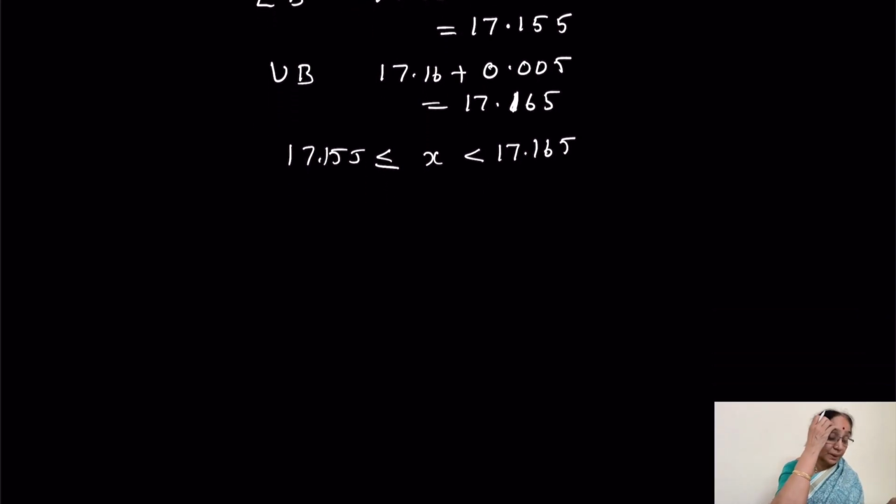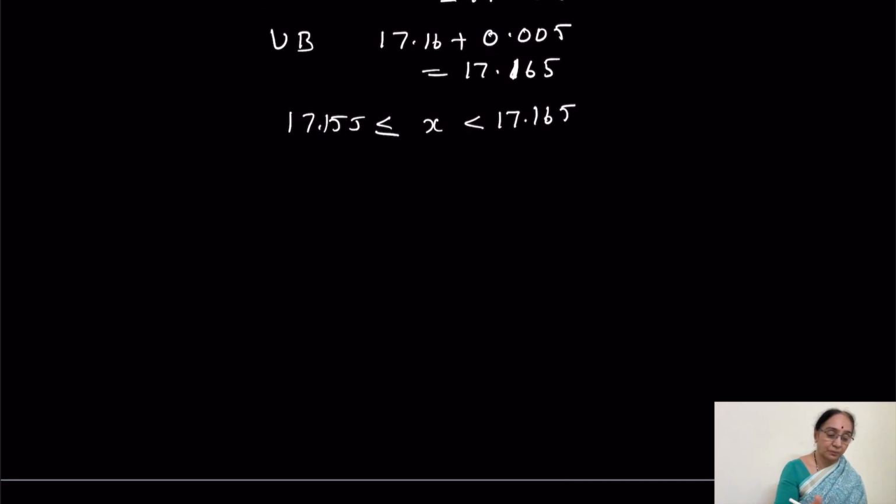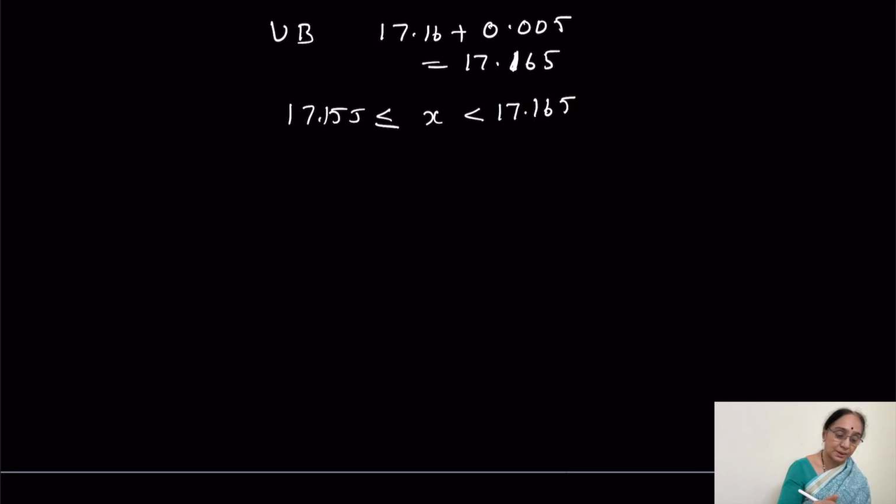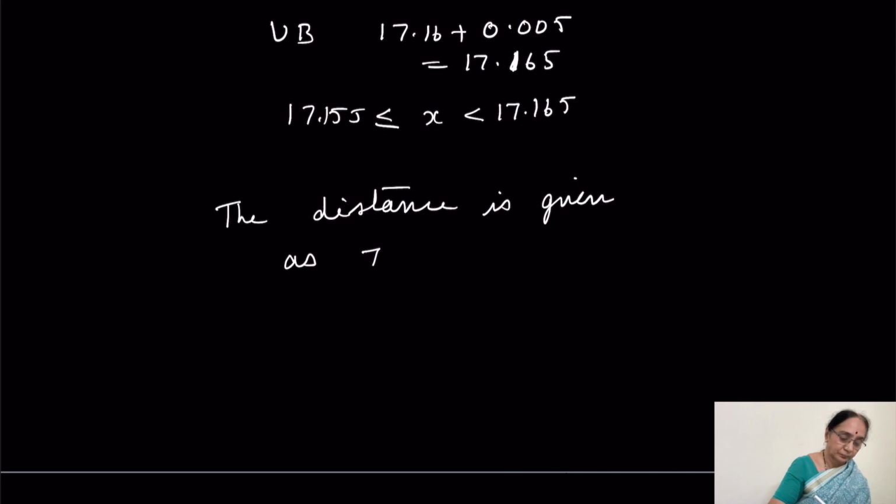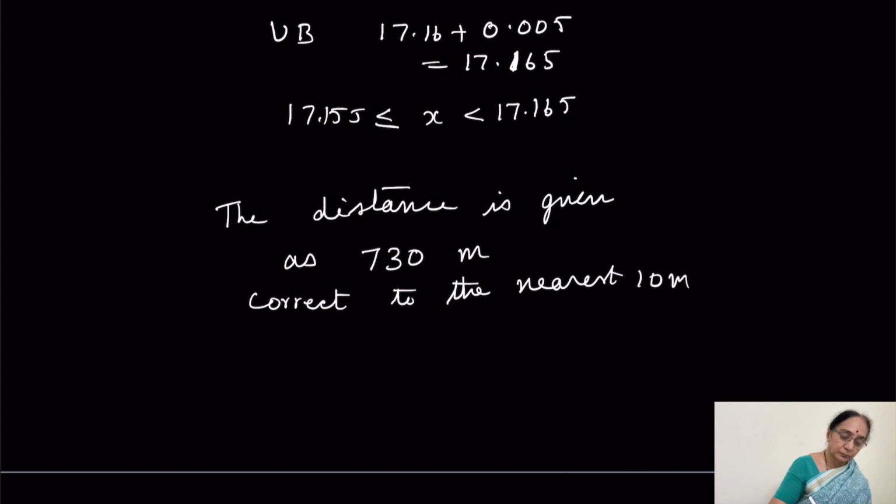Now if they give this correct to 1 decimal place, or given to the nearest whole number, we can do it. What about when it is correct to the nearest 10? Say for example, the distance between 2 places is given as 730 meters, correct to the nearest 10 meters. What could the upper bound be? What could the lower bound be?